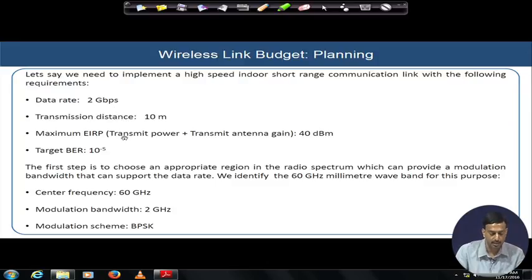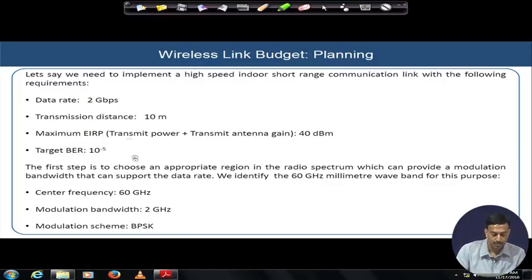transmission distance, and maximum EIRP, we have to identify a proper region in the radio spectrum which will be able to support this kind of requirement. And let us take, as I said, the millimeter wave spectrum with center frequency of 60 gigahertz, and it offers a modulation bandwidth around this center frequency of about 2 gigahertz. The modulation scheme, we will keep it simple and we'll choose BPSK, because in any case we have a modulation bandwidth of 2 gigahertz, and it's expected that BPSK will support a data rate of 2 Gbps.